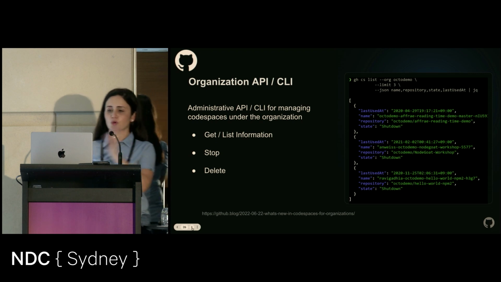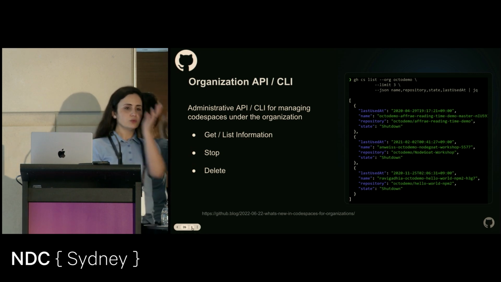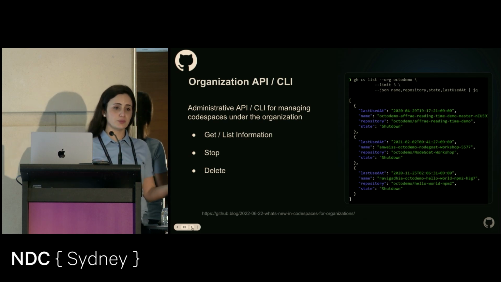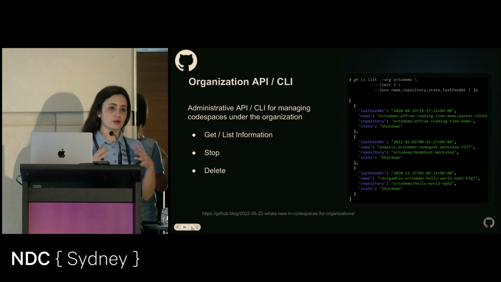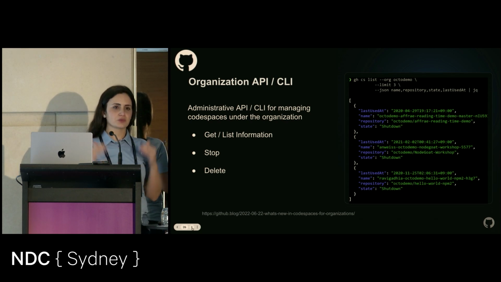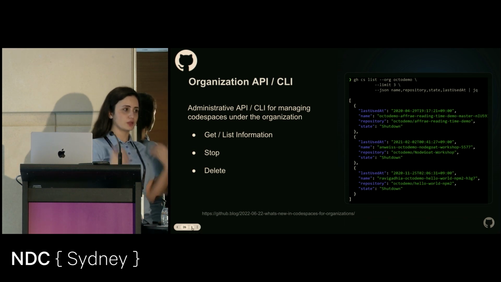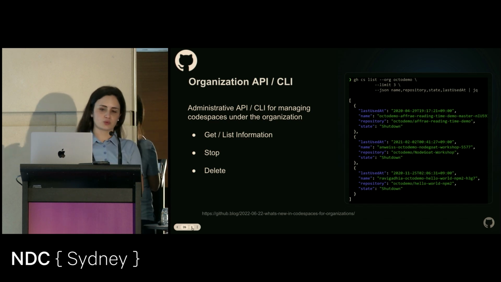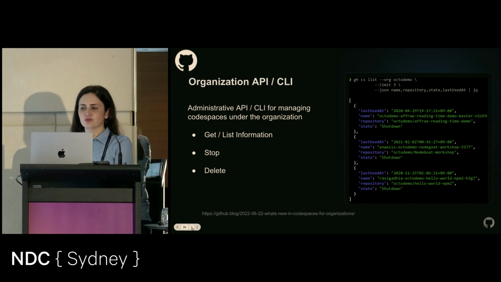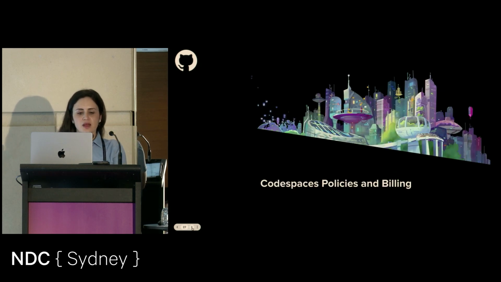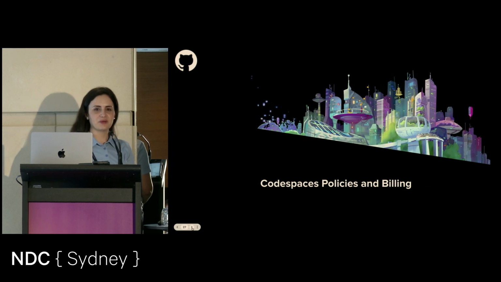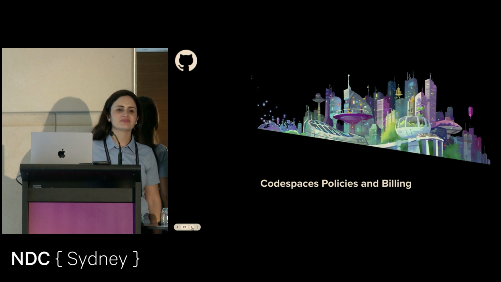On top of that, for the organization owner, what they can do via the CLI or the API is to get the list, or stop or delete codespaces under their organization. So if they want to admin the codespaces that belong to their organization, they will be able to do that as well via the CLI. The part with the org was released 2-3 months ago. Okay, now we're still talking about a little bit of admin for the organization and the codespaces.